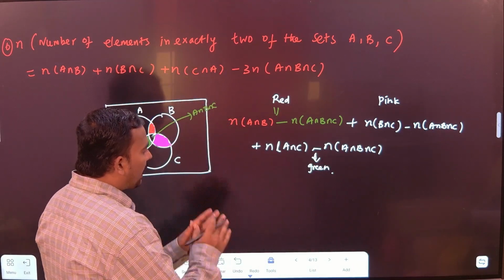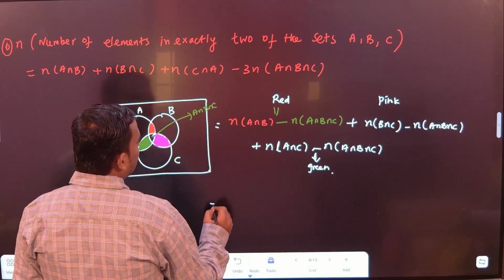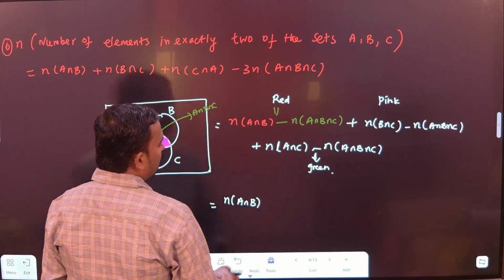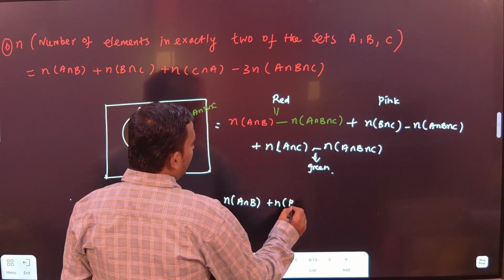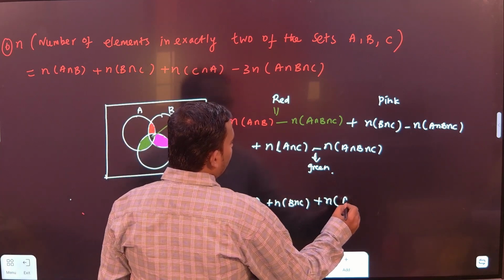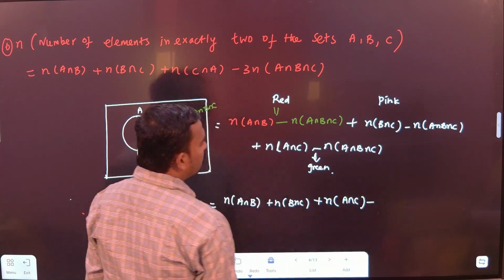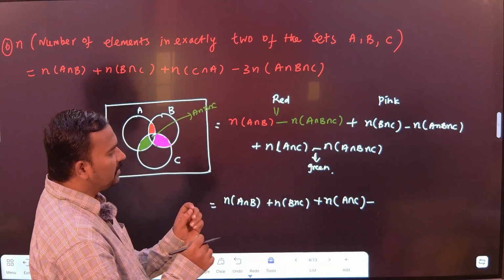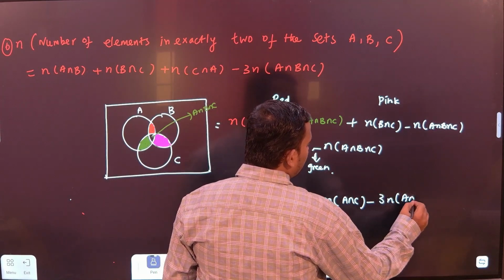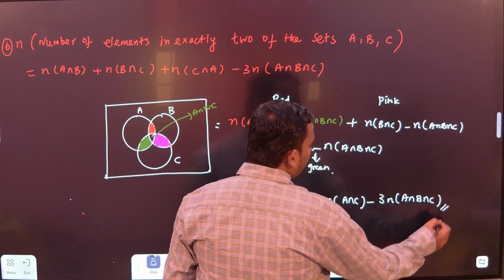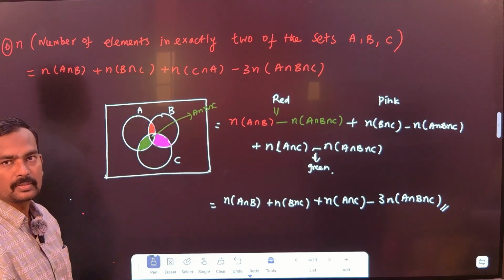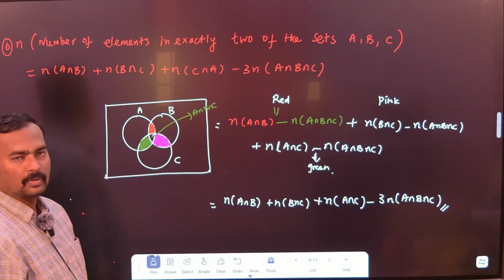Okay, now you can add all the things. What will we get? n of A intersection B plus n of B intersection C plus n of A intersection C, minus how many times are you subtracting? 3 times, right? 3 times n of A intersection B intersection C. This is your formula, right? This is exactly 2 of the sets. Clear? Okay.